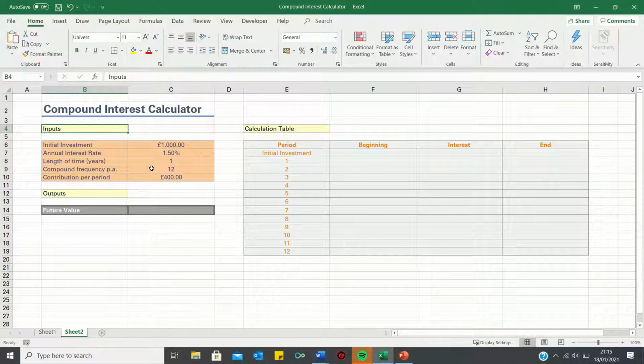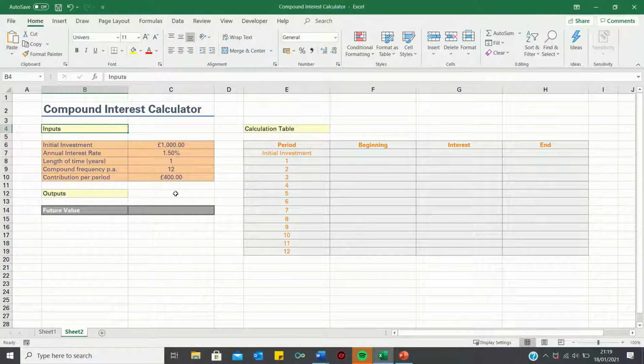For example, in this case, the compound frequency is 12 times per year, which means that the interest is added after month 1, and then the interest is added onto this amount after month 2, and so on. Finally, we have the contribution per period. This is also known as your standing order. In other words, we will be depositing £400 into our savings account every month.